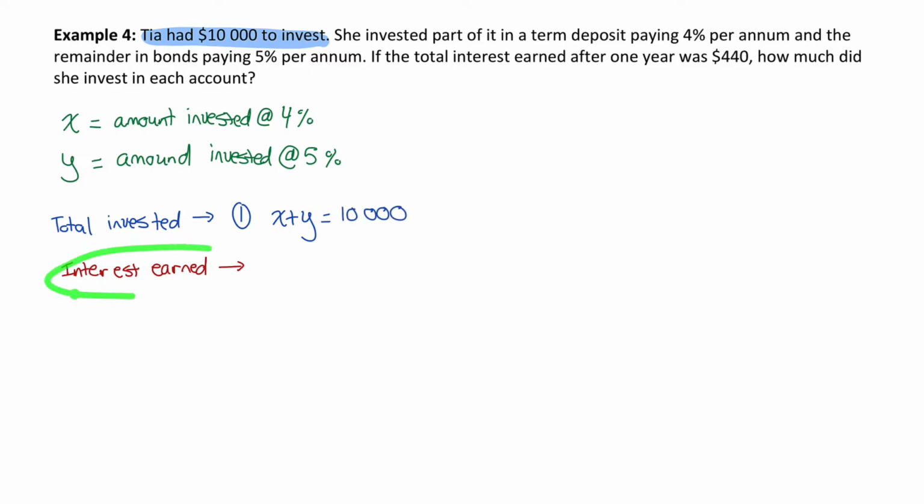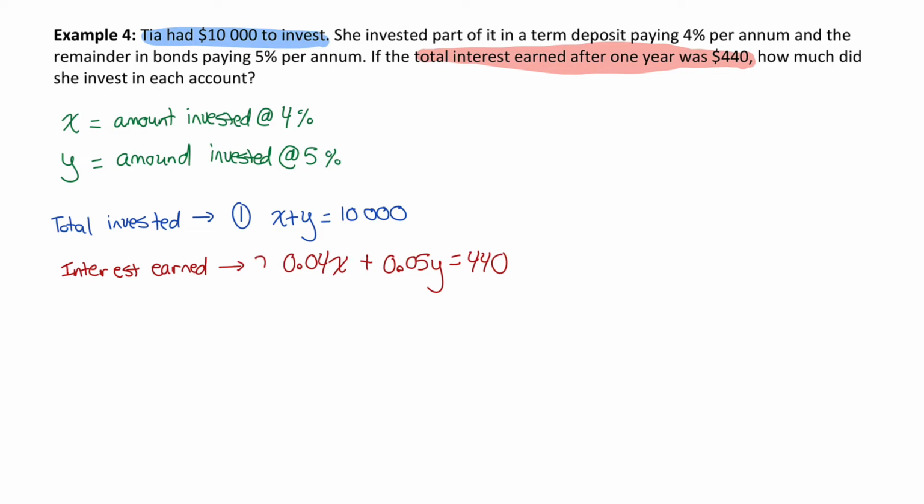But my second equation is about the amount of interest earned. And I know that Tia earned $440 in interest. And based on the question, I know that 4% of whatever's invested in x plus 5% of whatever's invested in y should equal 440. Well, how do I figure out what 4% of x is? 4% as a decimal, divided by 100, I figure out that's 0.04. So 0.04 times x plus 5% of y, so 0.05 times y, should equal $440. And there's my second equation.